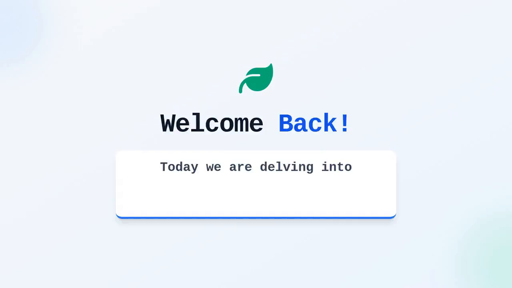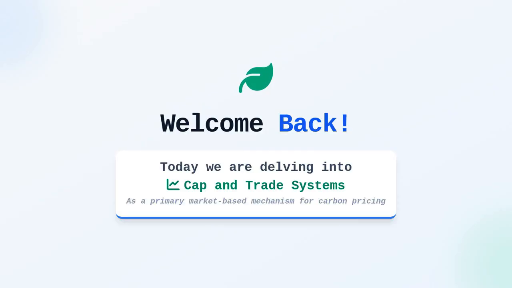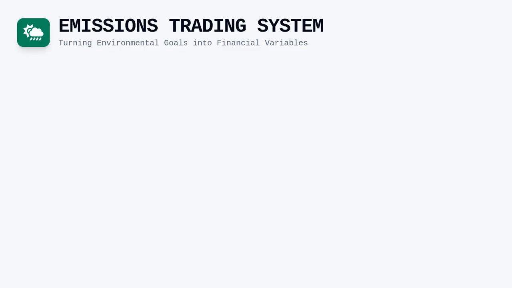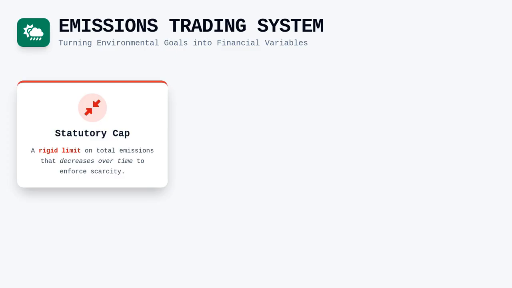Welcome back. Today, we are delving into cap and trade systems as a primary market-based mechanism for carbon pricing. At the core of an emissions trading system lies the principle of setting a rigid, aggregate statutory emissions cap that decreases over time. By defining a finite pool of emission allowances, the regulator effectively enforces a scarcity-based value on carbon output, which directly incentivizes firms to reduce their internal emissions to avoid purchasing excess permits.